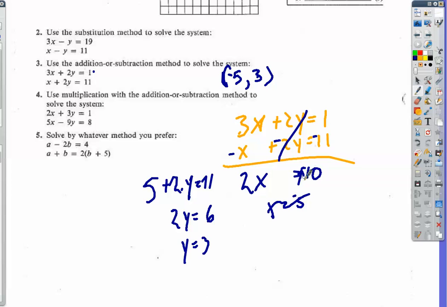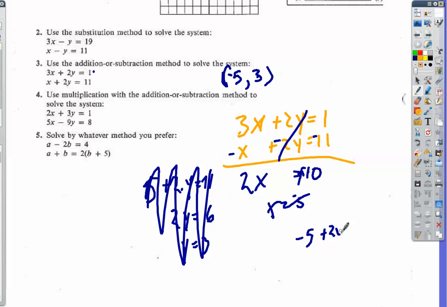So then that makes this all useless. So then I'm going to plug in -5 for x. So I have -5 plus 2y is equal to 11. So then I add 5 to both sides. So you get 2y is equal to 16. So divide by 2, you get y is equal to 8.